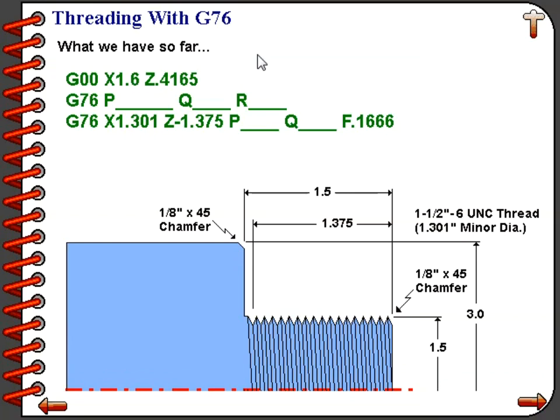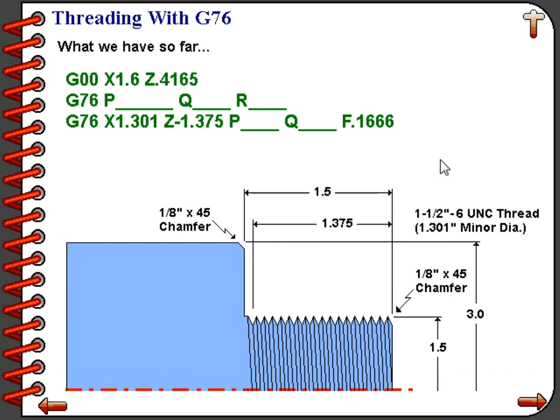The first line of the G76 cycle, we really haven't figured anything out for that yet. However, the second line of the G76 cycle, we found that the X word on that line is going to be programmed with our minor diameter, which was given to us on this particular blueprint. The Z word is the thread length. We would also get that from the blueprint, and in our case it happened to be 1.375.